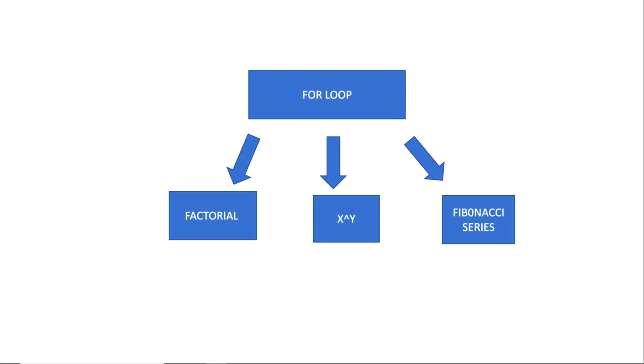So today we'll write three programs in for loop, which are factorial using for loop, x to the power y, and Fibonacci series. So we'll start with factorial using for loop.